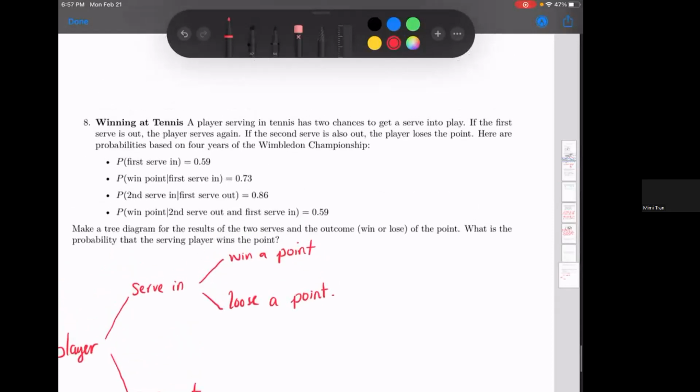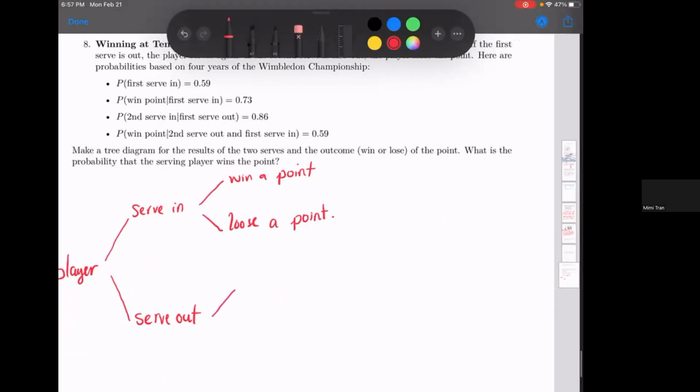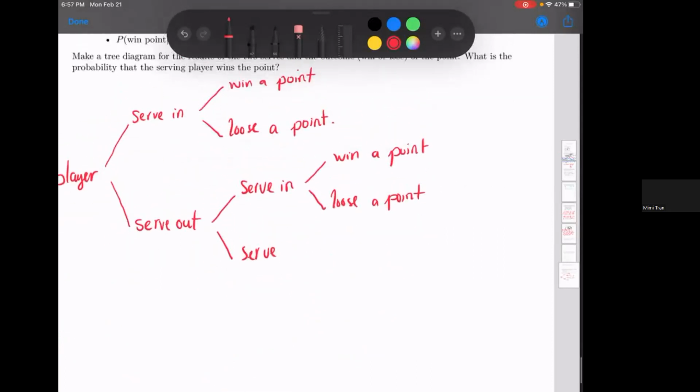If the first one is served out, then what happened? You serve again, right? They give you another chance. You serve again, and if you serve in, then either you win a point or you lose a point. If you serve out, then you lose. That's it. It's right there. If the second serve is also out, the player loses the point.